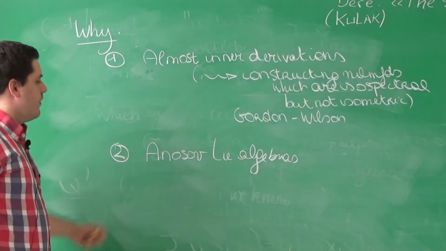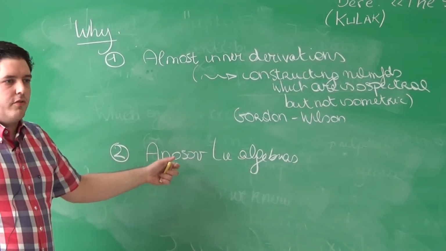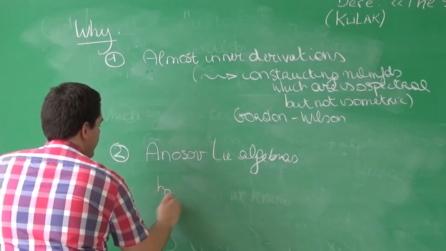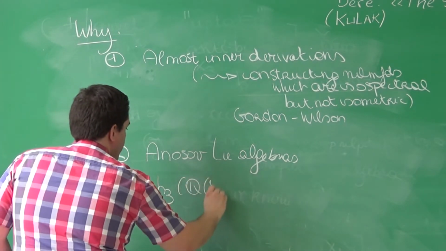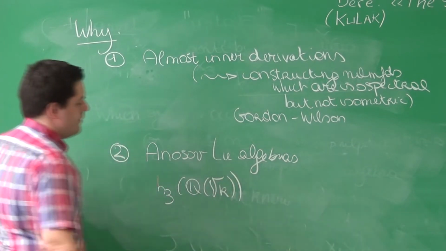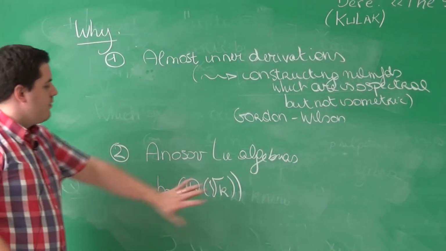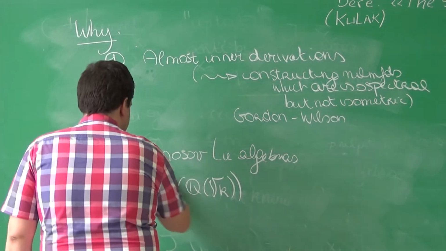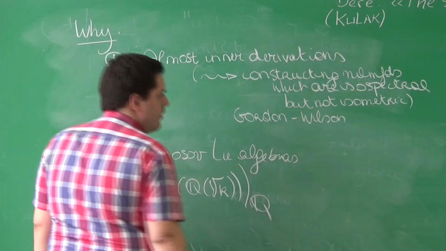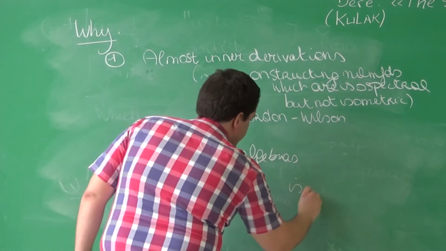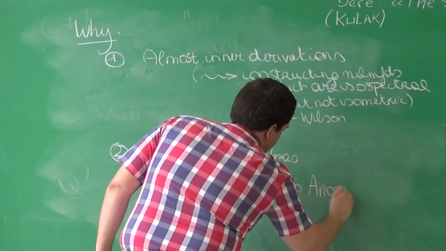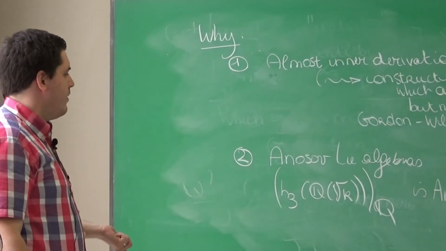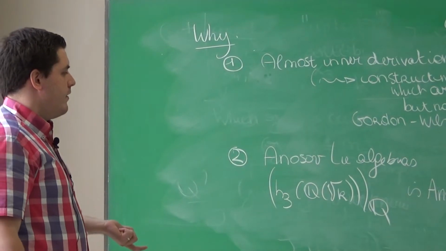And Anosov Lie algebras are rational Lie algebras. One way of constructing them is by taking underlying Lie algebras. For example, if you take the Heisenberg over Q with the square roots added, Heisenberg over Q is not Anosov. But if you take this one and you take the underlying one over Q, this is Anosov. And this was the first example given of a non-abelian Anosov Lie algebra by Smale in the 60s.